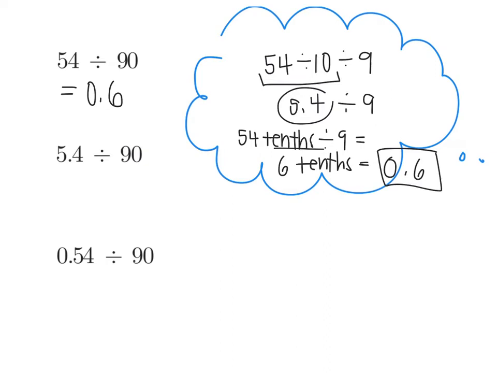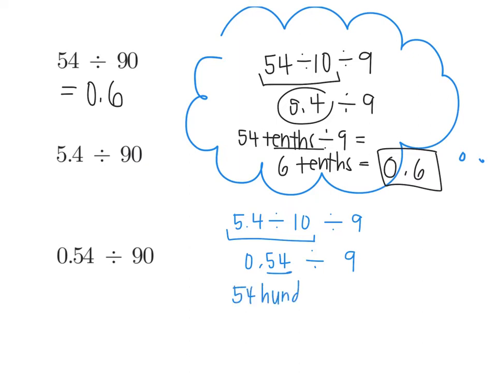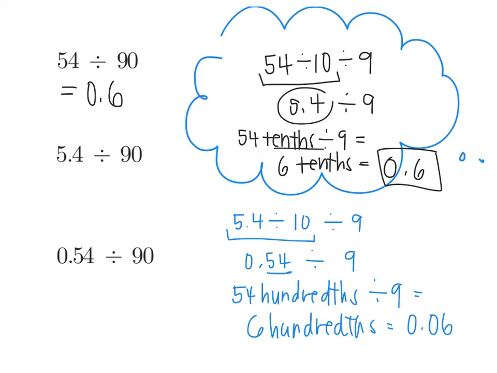Let's try it using the second example. Okay, so I have 5.4 divided by 90. Well, that's the same as 5.4 divided by 10 divided by 9. And if I do this part first, 5.4 divided by 10, I know that's 0.54, right? Because all the digits shift. Then divided by 9. Well, 0.54, that's 54 hundredths divided by 9, right? Which is the same as 6 hundredths, which, written in standard form, is 0.06. So this one is equal to 0.06.